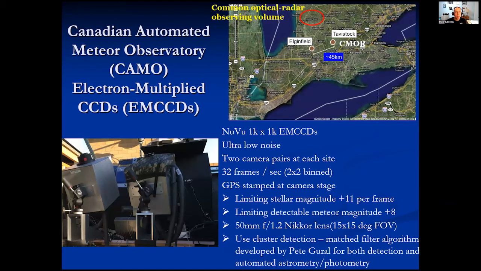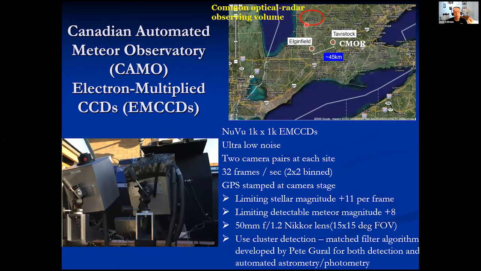Just a word or two about the facilities, what we're actually using. The optical facilities are part of the Canadian Automated Meteor Observatory, which are 2 automatic observatories that have a bunch of different instruments. They have this mirror tracking instrument, which many of you have probably seen over the years, which we call the narrow field instrument, but I'm actually talking about a different set of cameras. These are electron multiplied CCDs produced by Nuvu. There are a pair of each of them at 2 sites. The sites are here at Elginfield and Tavistock. Tavistock is also where SYMOUR is located.